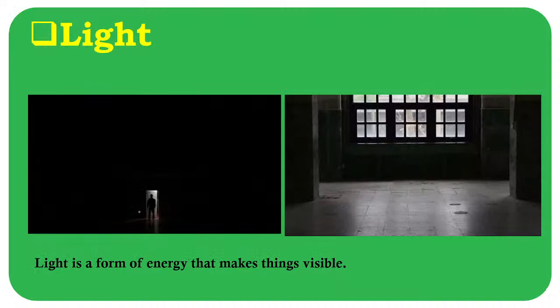Okay, so light is a form of energy, as I already told you, that makes things visible. If light is not there, we may not be able to see in that complete dark room, isn't it? Look at this picture. In this picture, nothing is visible and nothing is clearly seen. That is because there is no source of light. The source of light is only near this door, and because of this, only this part is visible. So light is a type of energy that makes things visible.